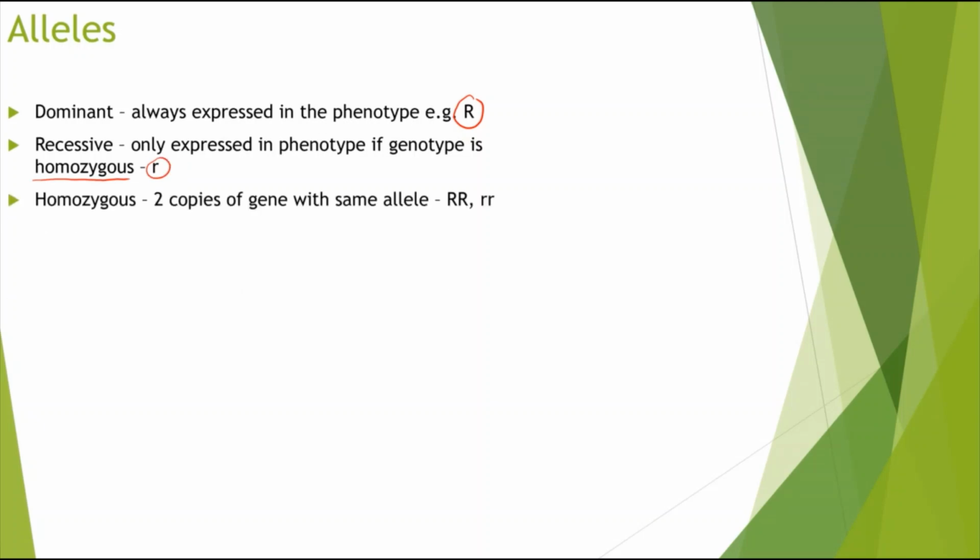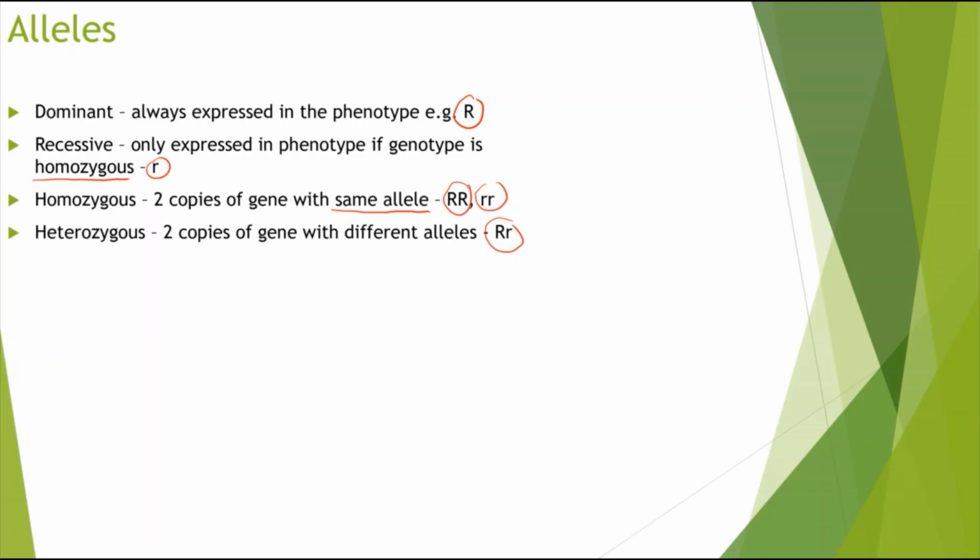Looking at homozygous now, homozygous is where we have two copies of the gene with the same allele. So for example, we could have a capital R and a capital R, or a lowercase r and a lowercase r. So they are the same allele. Whereas we can also have heterozygous, where we have two copies of the gene with different alleles. For example, an uppercase R and a lowercase r.